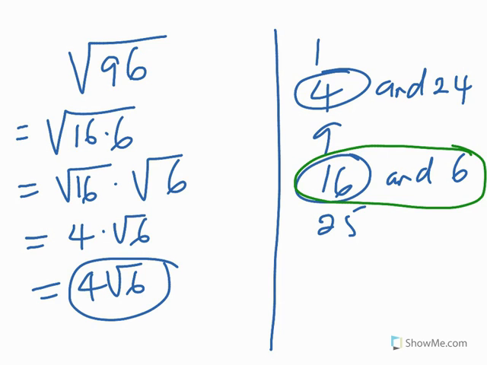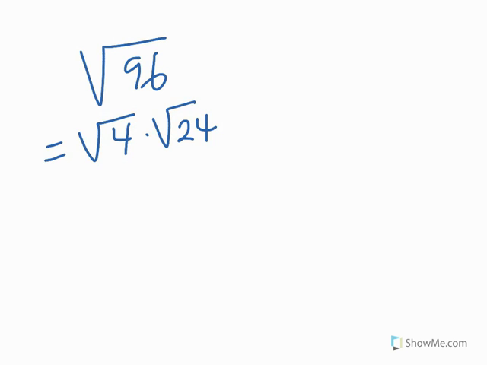But that does not mean that if you use the other one, you won't get it right. If we use 4 and 24, we will get it right. But guess what? We will have to simplify 2 times. I'm going to show it to you here. If we have the square root of 96, and then the square root of 4 times the square root of 24, the square root of 4 is 2 times the square root of 24, and then you have to simplify this again.